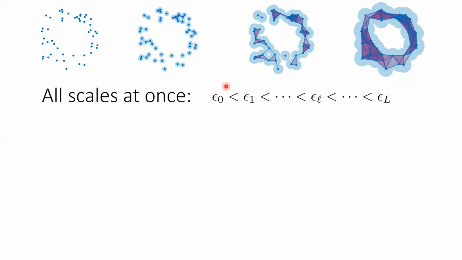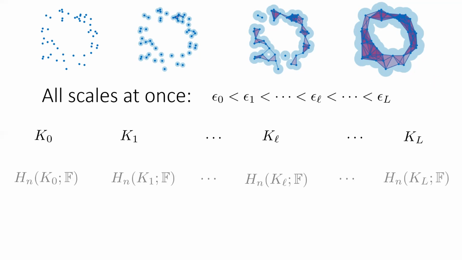Look at all the different epsilons, all the different sizes of balls, of complexes that we're using to approximate our data. So if we look at all scales at once, what that is going to give us is this family of simplicial complexes, K0, K1 through KL, that are again describing the data at different resolutions. Now, for each one of these complexes, we can compute their homology vector spaces. We could, of course, compute their integer homology as well, but as we're going to see now, doing it with field coefficients gives us some advantages.